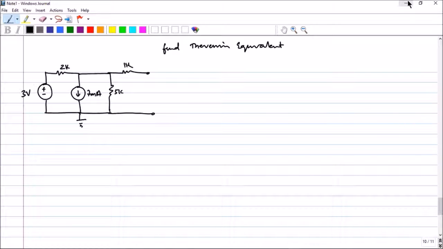Alright, so let us take things easy. Let us start with a simple problem. For this particular network, you have to find the Thevenin equivalent. Note that no load is given here, so you have to assume that some load is going to be connected at this point and this point. So you have to find the Thevenin equivalent of this circuit.